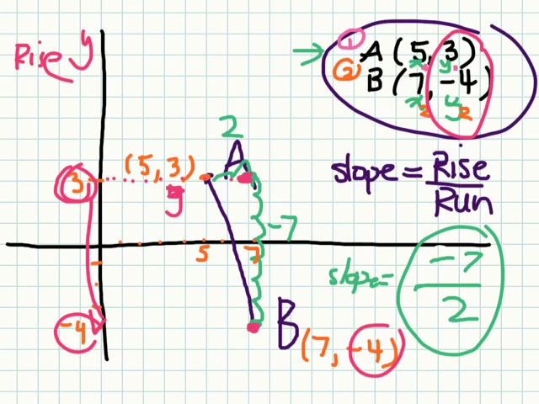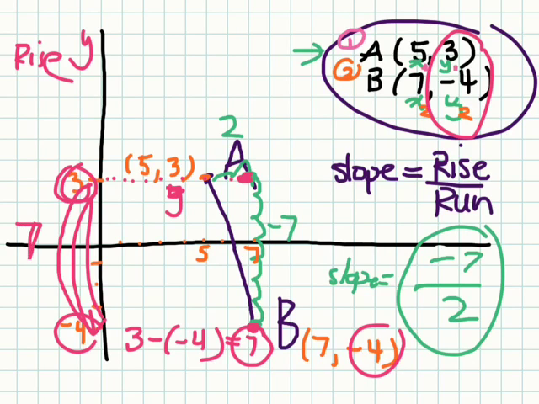How would you find the difference between 3 and -4? How would you find the distance between those two? You would subtract. Right, exactly. We would subtract. So we would do 3 and we would take away -4. What's 3 take away -4? 3 take away -4 would be 7. This refers to my rise, positive 7.